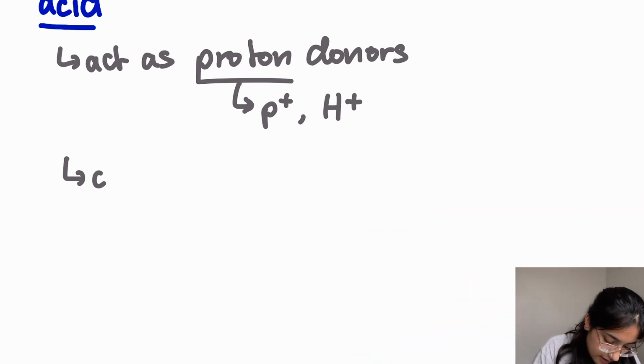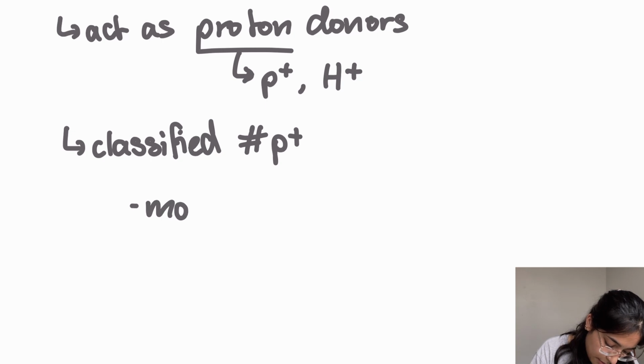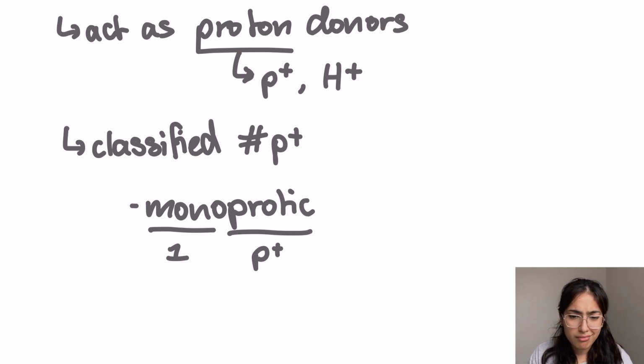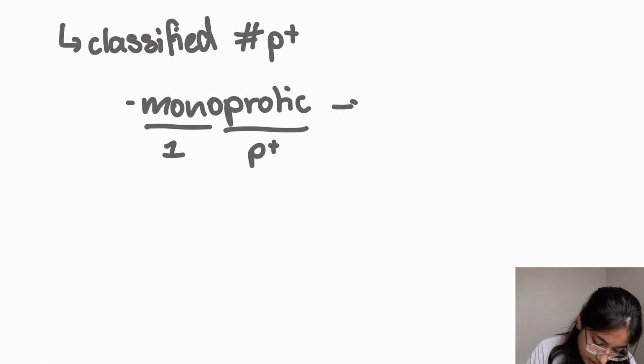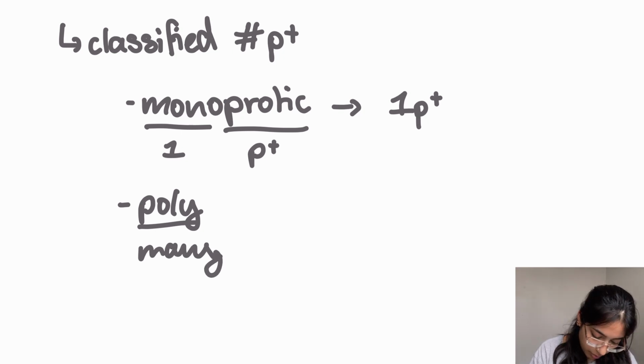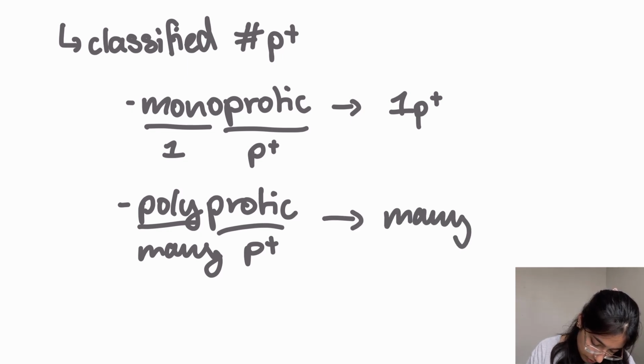Then the other thing to know is that they can be classified depending on the number of protons that they donate. If you have a monoprotic acid, mono means one, and protic means proton related. And so monoprotic, as you can guess, means that they donate one proton. And you can also have polyprotic, which poly means many, like polygon or polymer. Polyprotic, again pretty guessable, means that they donate many protons.